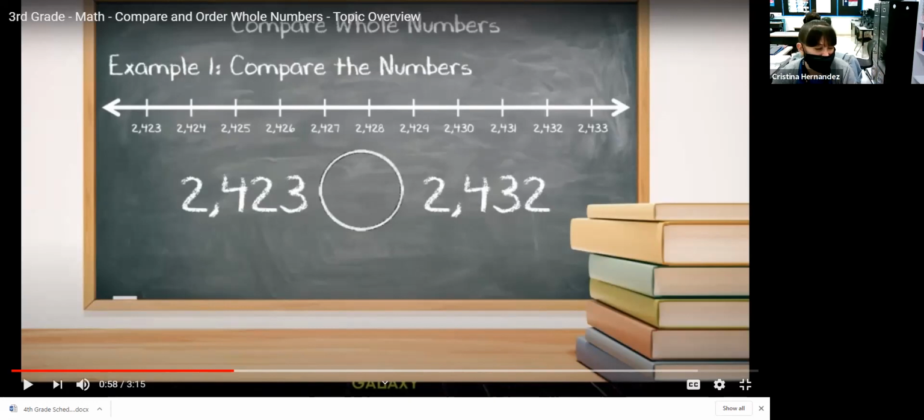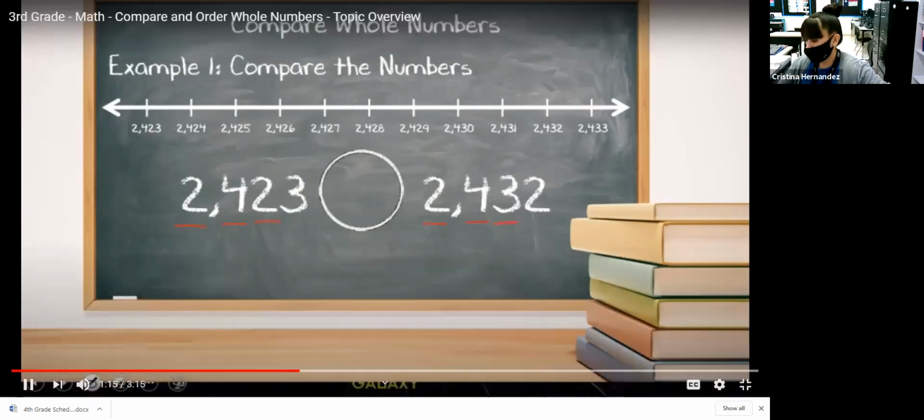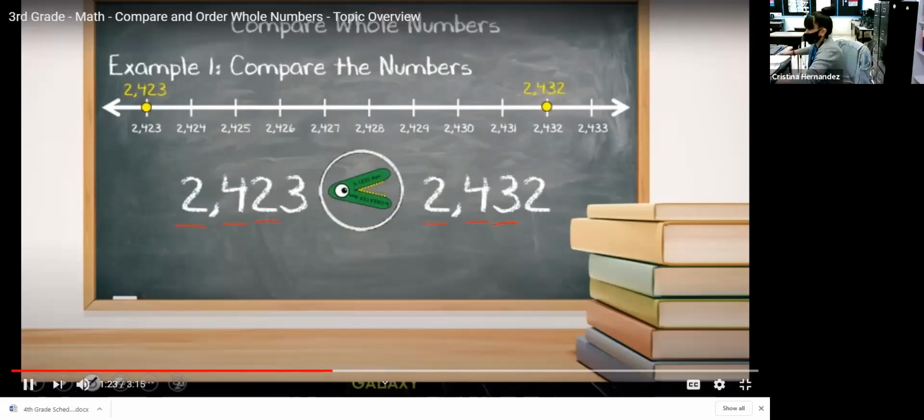Both numbers are in the 2000s. If we look at the next place value, the hundreds place, both numbers also have 4 hundreds. So let's check out the tens place. One's in the 20s and one's in the 30s. So if we place them on the number line, 2,423 would be less than 2,432.